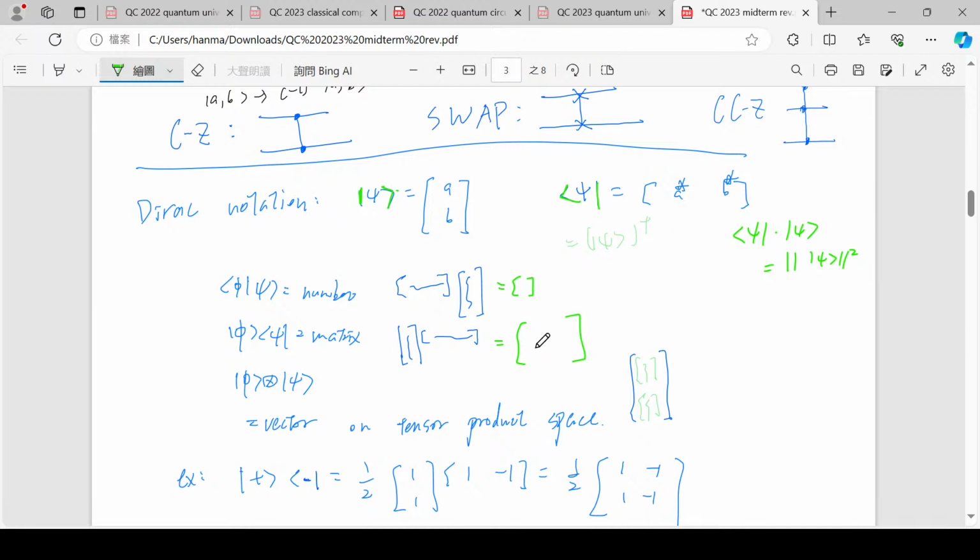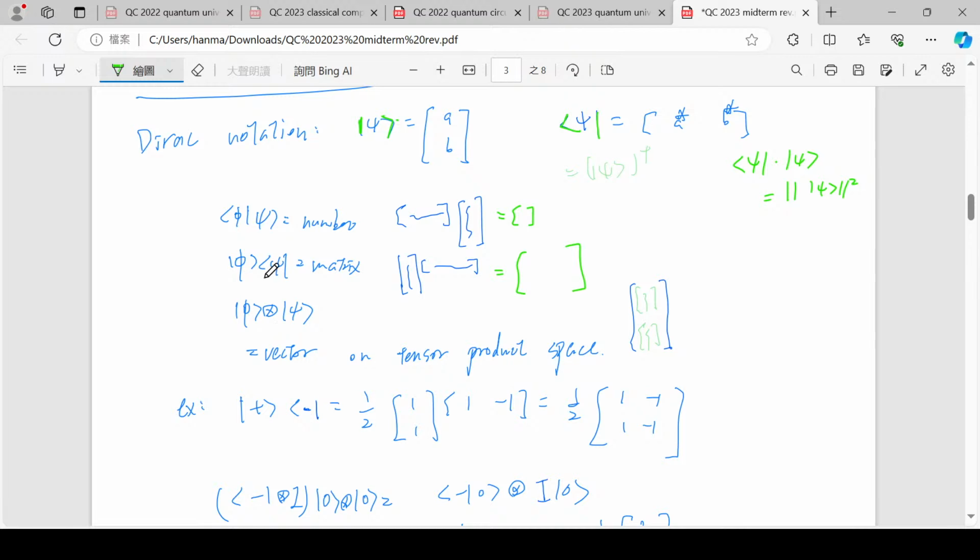And then we also have this thing that you probably didn't see in a linear algebra course, which is the tensor product. So you can tensor product 2 matrices or 2 vectors together, and it will become a vector on a much bigger space. It's on the tensor product space. And so basically, if one is a-dimensional and the other is b-dimensional, this will be ab-dimensional.